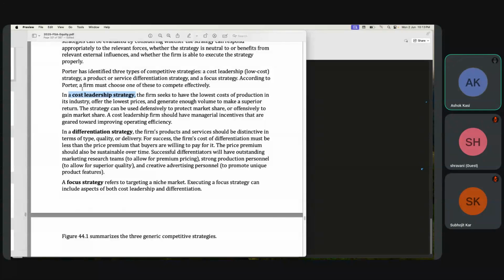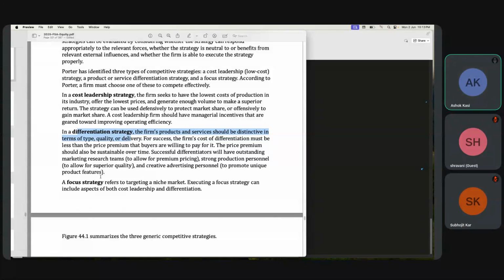Then differentiation strategy. Differentiation strategy's example is iPhone. It is known for what? Product differentiation. People get different experience when they use iPhone. That is product differentiation. So claiming that they are giving some different experience, they are penetrating into the market.